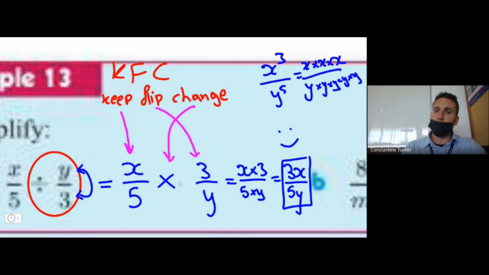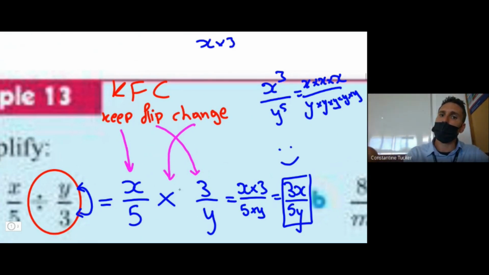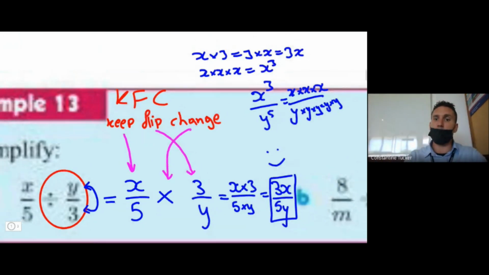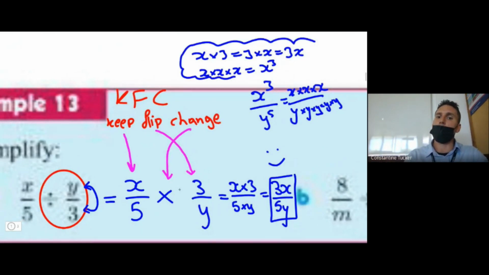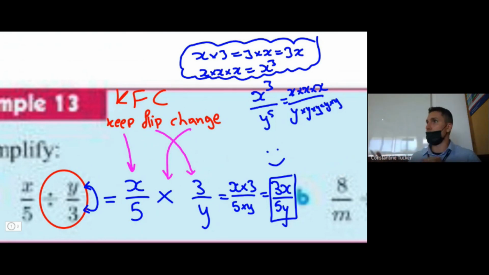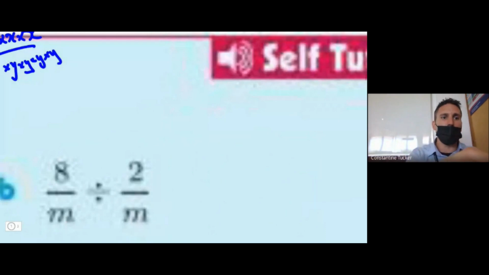So in fact, let me show you up here the difference. X times 3 is simply the same as 3 times x, or just 3x. Whereas x times x times x, that is what x cubed means. It's very different, right? So let's keep that in mind. These two are different things. Multiplying something by a number or raising it to that number are two different things.